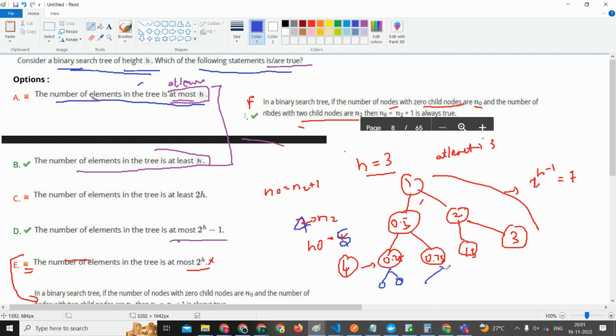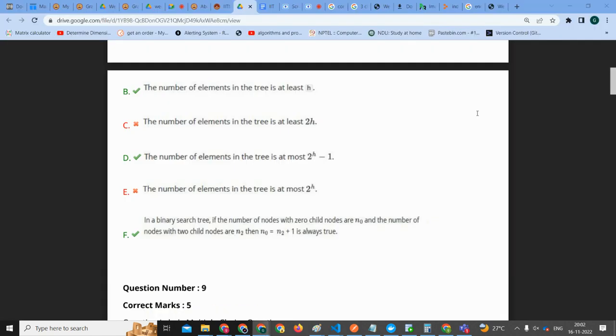I'll just try one more. Is everyone following this? Subramaniam, are you following? Yes. All right, so if I put one more, how many children? One, two, three, four, five, six. We have n0 equal to 6. And we have two child nodes as 5, so it is still holding. This is always true. This is interesting. Uma, got it? Yeah. Any doubts? Mahi, Puja, what is your doubt? No doubts. Okay, if you're clear, we can move ahead.